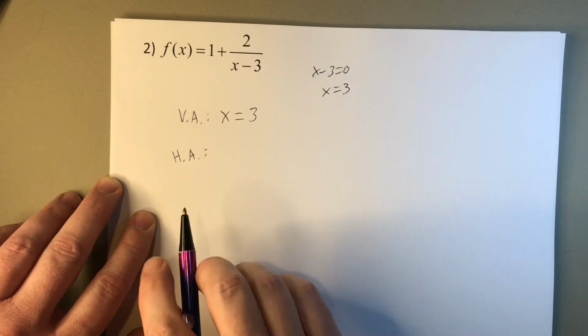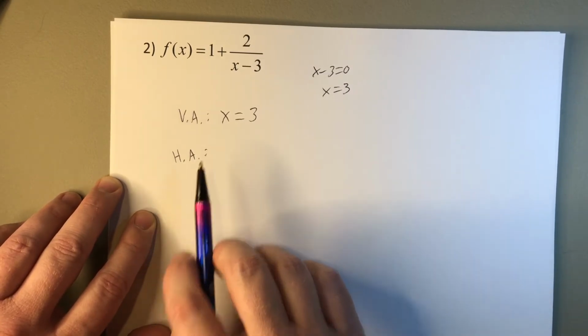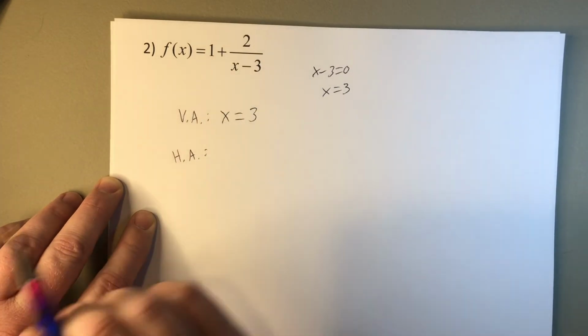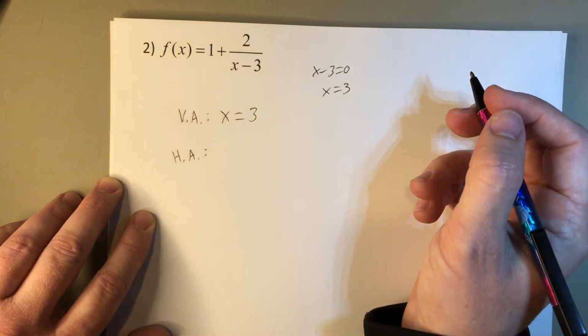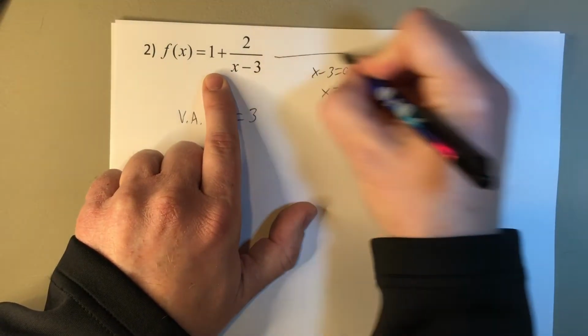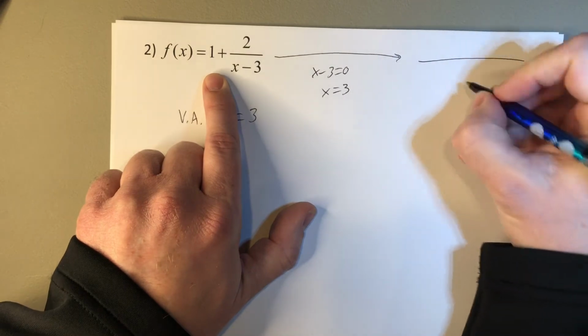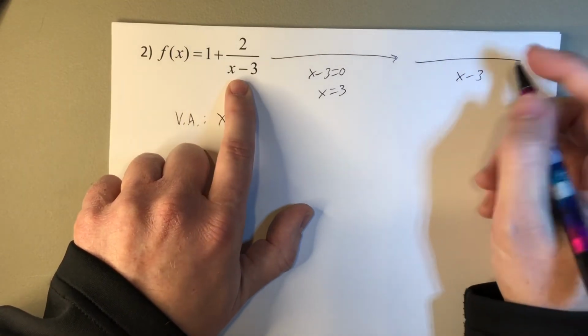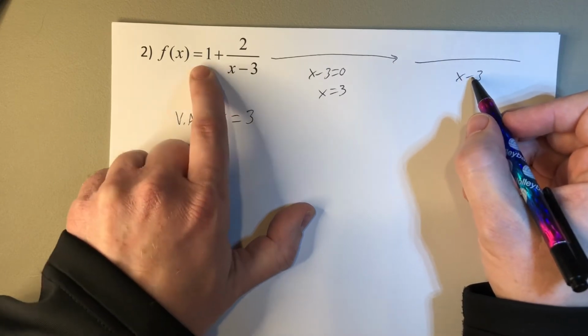Horizontal asymptote. Well, I have 1 plus this. That's interesting. Maybe I should rewrite it. So what's the common denominator here? Let's rewrite this function. The common denominator would be x minus 3, okay? So if that's the common denominator, then what do I have to change 1 to?